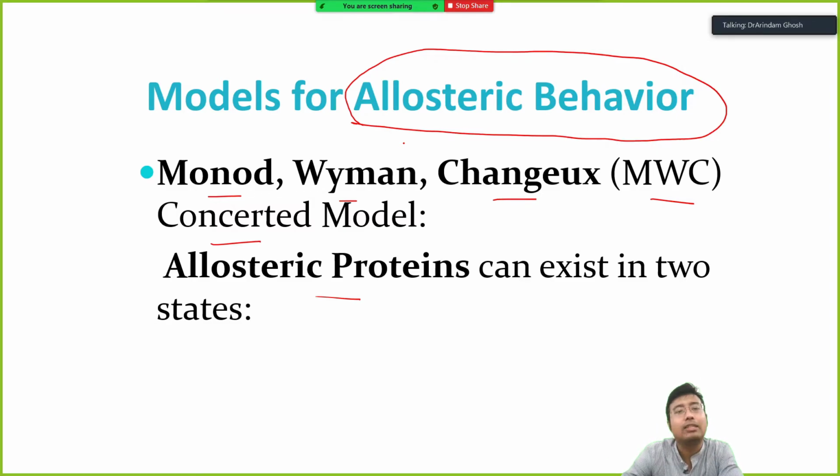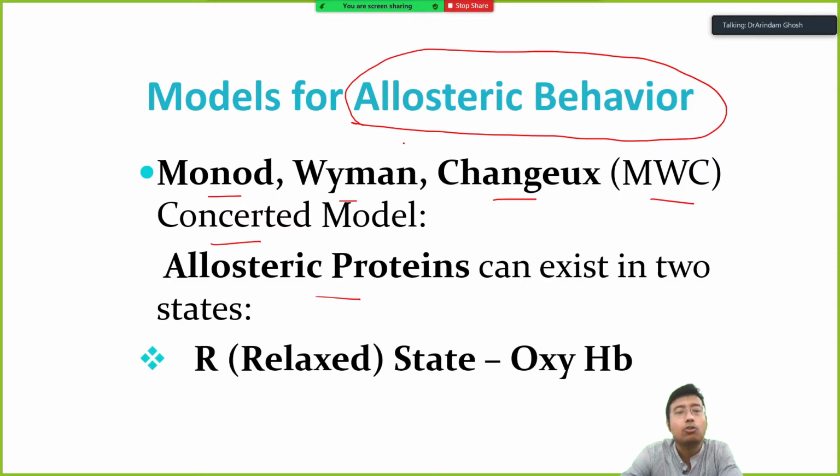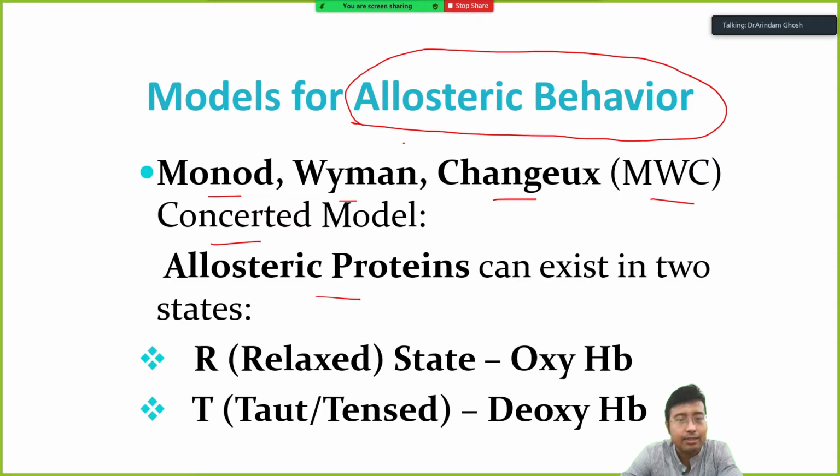These allosteric proteins can exist in two states, T state or R state. Now we are getting into specific states of hemoglobin. The relaxed state is when the ligand, that is oxygen, is bound, and the tensed or taut form is when the ligand is detached, as in deoxyhemoglobin. Look carefully into what they proposed.